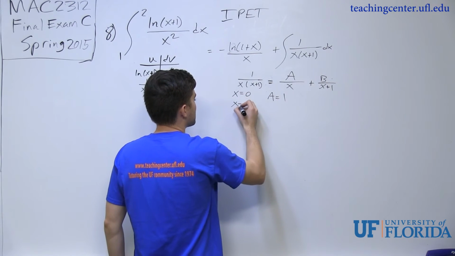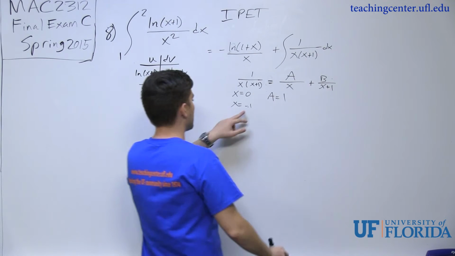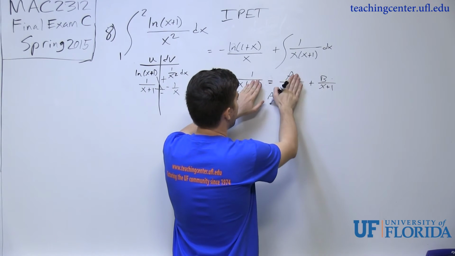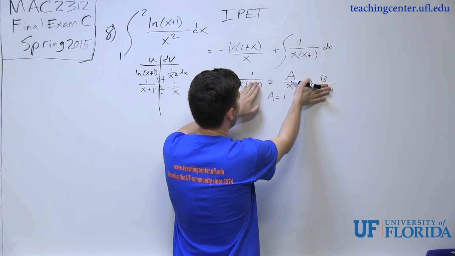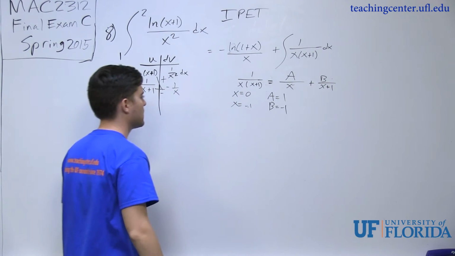Now I need to plug in x equals negative 1 to solve for b. So when I plug this in, I cover up this term, and I also cover up the bottom of here. What this tells me is that b should be equal to negative 1 in this case.